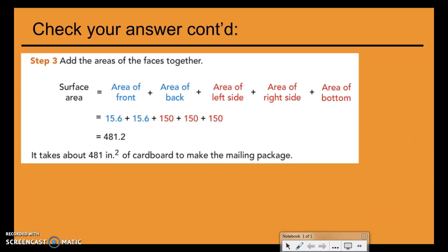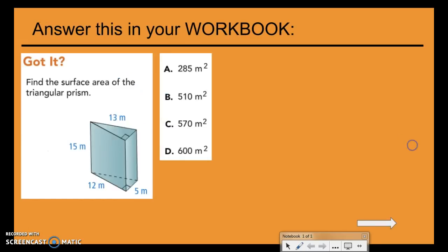So you had 2 triangular faces and 3 rectangular faces. You add them all together and you will get 481.2. So yes, this really isn't that hard. It's just a lot of steps.